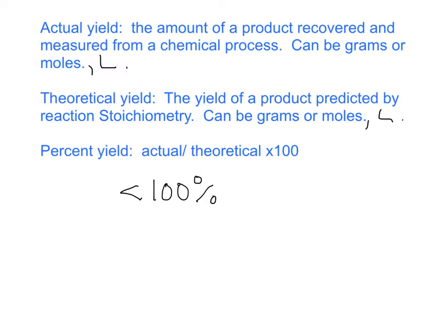So, ideally, if you're a chemical engineer, you want to maximize that amount so that you're not wasting chemicals, you're getting the most product that you can. So it's a useful tool to analyze your lab technique and figure out how much you actually got compared to what the math says you should get. So let's try an example problem.